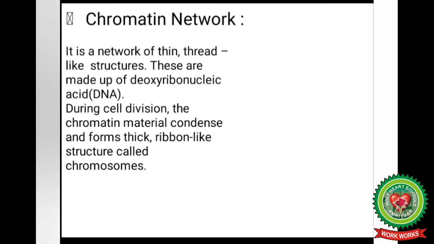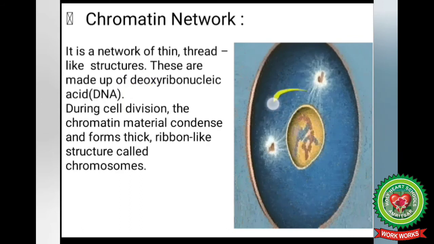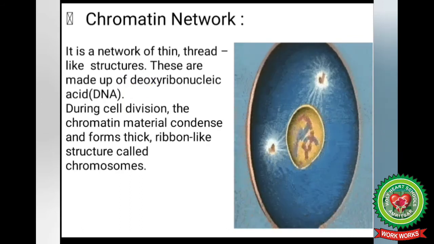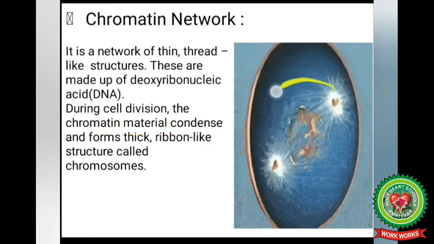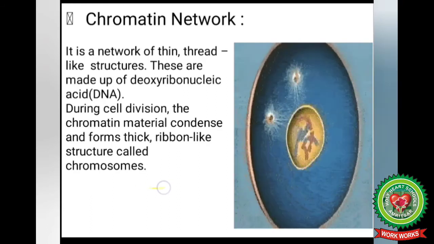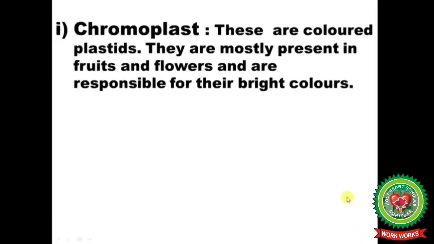Chromatin network. It is a network of thin thread-like structures. These are made up of deoxyribose nucleic acid (DNA). During cell division, the chromatin material condenses and forms a thick ribbon-like structure called chromosome. Plastids. These organelles are present only in plant cells. There are 3 different types of plastids, namely chromoplast, chloroplast, leucoplast.